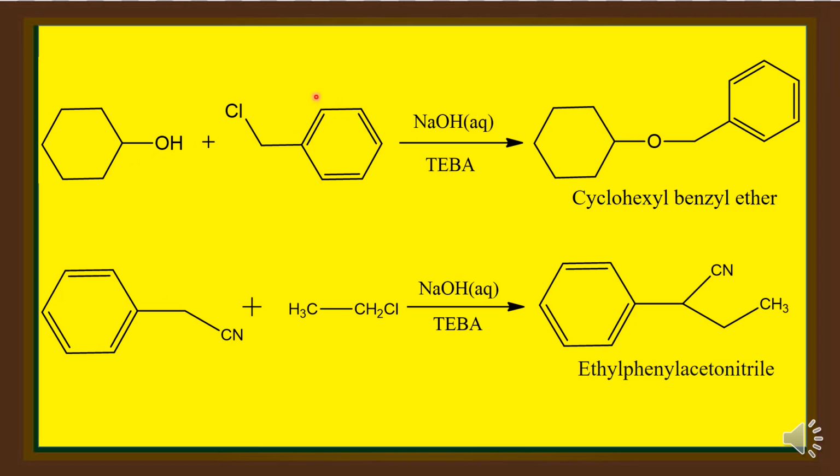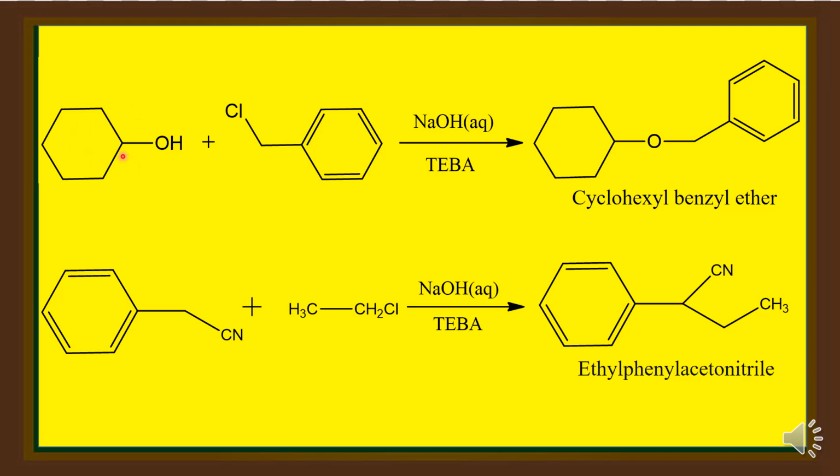Cyclohexanol reacts with benzyl chloride in the presence of aqueous sodium hydroxide to give cyclohexyl benzyl ether. This reaction does not take place in the absence of triethyl benzyl ammonium chloride, the phase transfer catalyst.